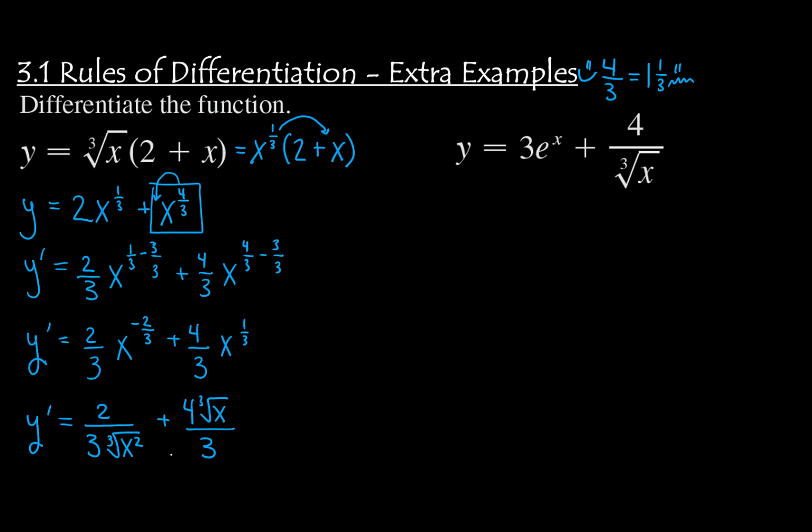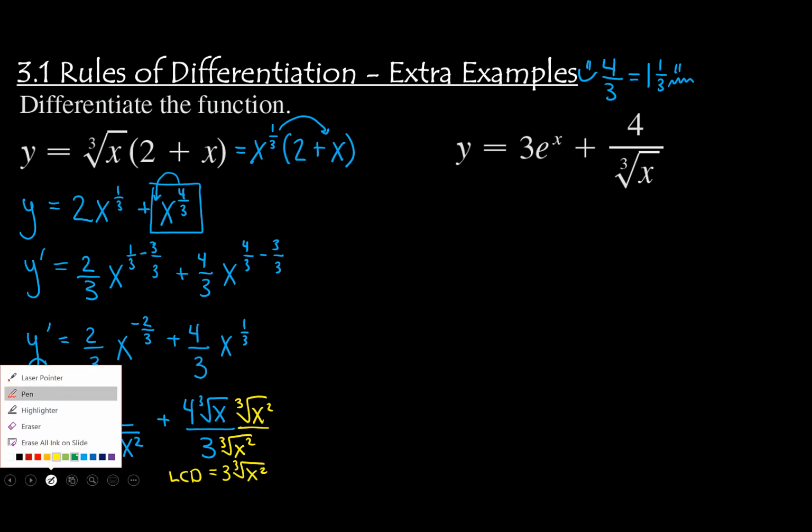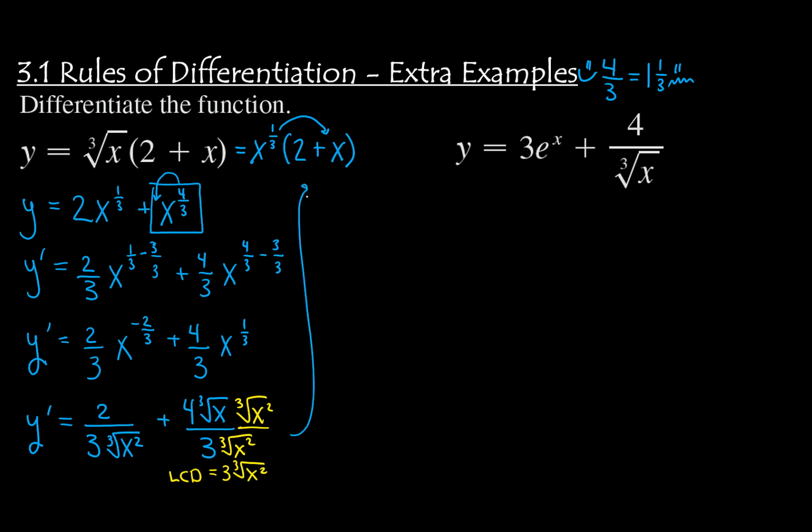All right. So the LCD here, whether you believe me or not, is going to be 3 times the cube root of x squared. This second one here has the 3, but it doesn't have the cube root of x squared. So I'm going to multiply top and bottom of that second fraction by that value. So my y prime is going to be equal to 2 for my numerator, plus 4.